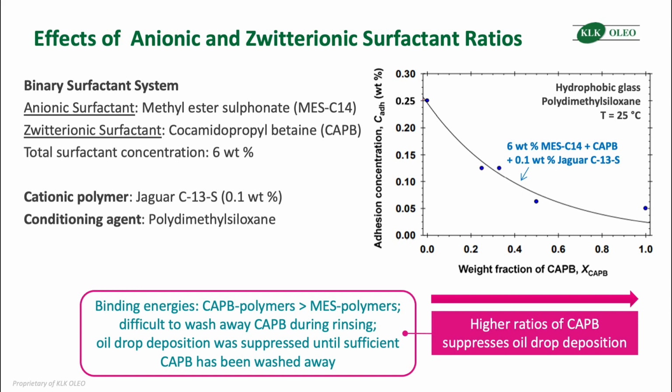Our experimental results showed that the adhesion concentration decreases with increasing weight fraction of CAPB. This means that higher ratios of CAPB suppress oil drop deposition. We propose that this is due to the binding energy between CAPB and polymers being stronger than between MES and polymers. This means that CAPB will stick more strongly with the polymer, making it difficult to wash away CAPB during rinsing. CAPB continues to suppress oil drop deposition until sufficient CAPB has been washed away.